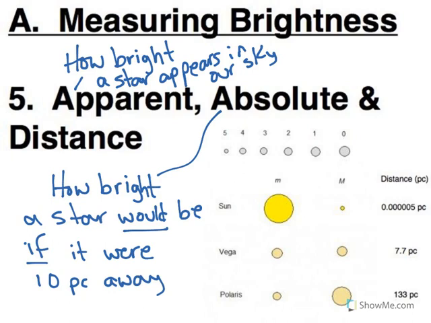So if we know both of these values, then we can determine the distance. Or if we know the apparent and the distance, we can determine the absolute. So we can go both ways. Apparent's the easy one. We just need to look at the sky and we'll know that. It's how we know absolute or the distance that's a little trickier.